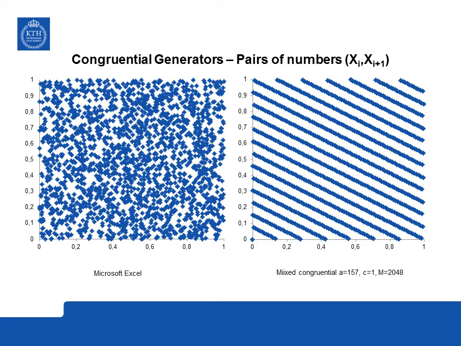These are 2048 different numbers, and on the right-hand side, however, I have a mixed congruential generator with A equal to 157, C equal to 1, with M equal to 2048, and of course the numbers run through all the possible combinations of ones and zeros, but you can clearly see that two subsequent numbers have a very distinct relationship, as is shown in the diagonal bands.